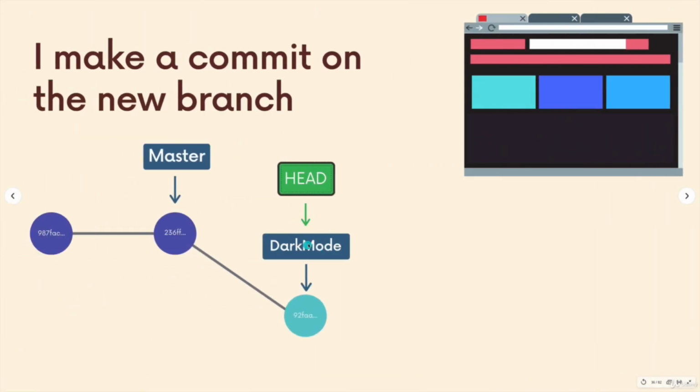So hopefully this diagram plus this starts to sort of congeal. Branch reference points to a commit. This one points to a different commit. Head just points to one of those branch references.